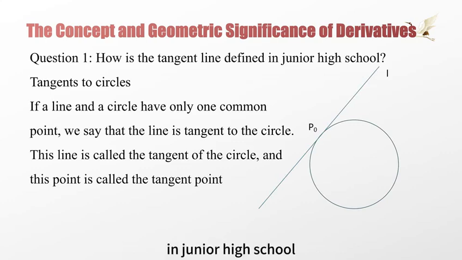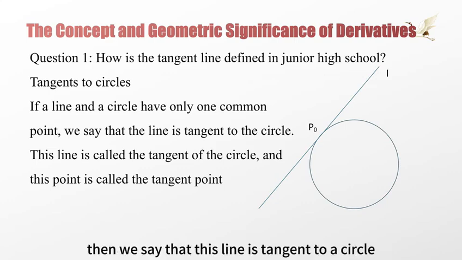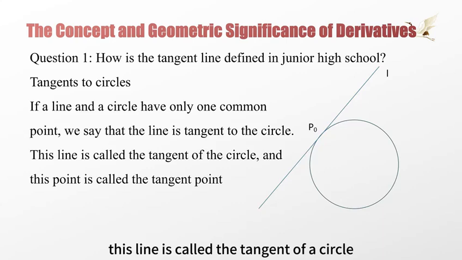In fact, in junior high school, we only defined the tangent of a circle. If a line and a circle have only one common point, then we say that this line is tangent to a circle. This line is called the tangent of a circle, and this point is called the tangent point. Are our two ways of defining tangent consistent? We examine this issue from two aspects.